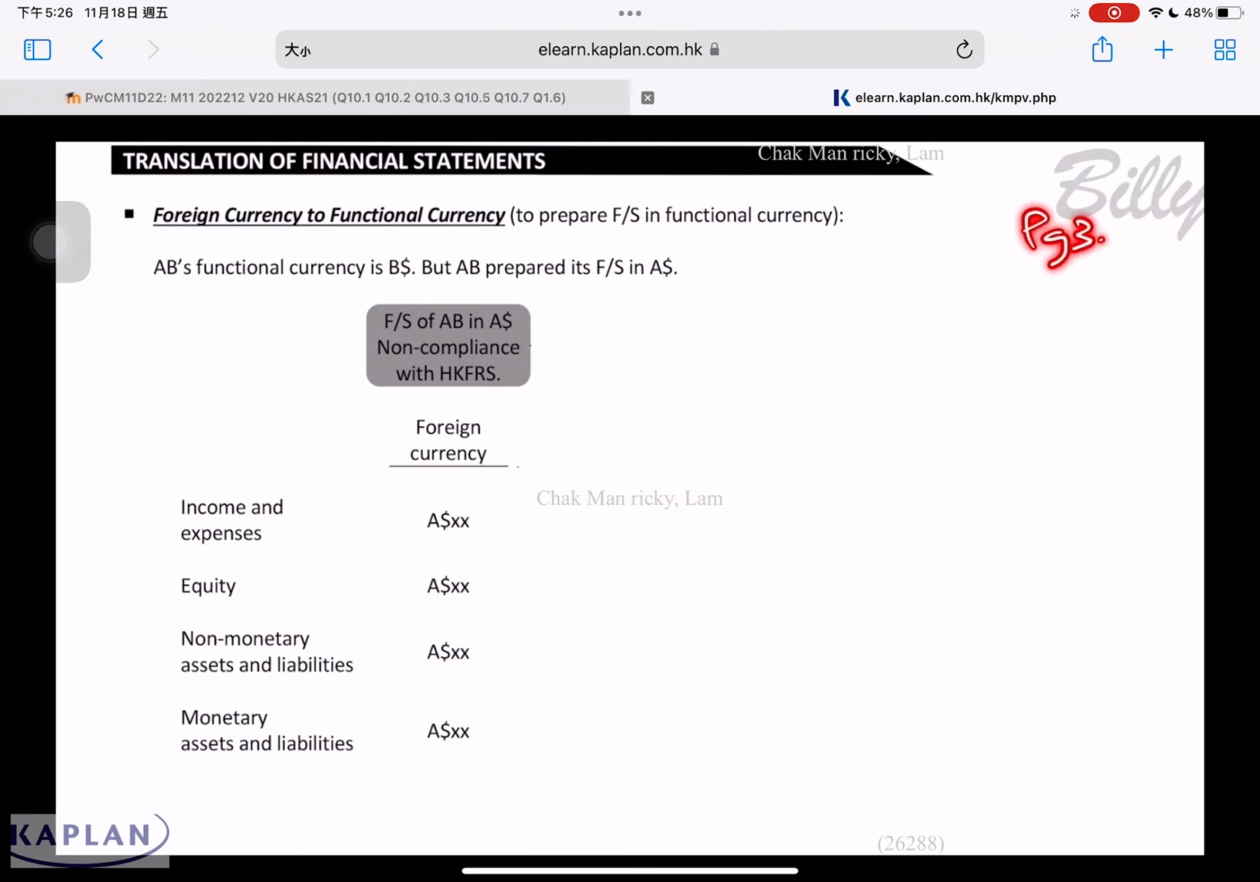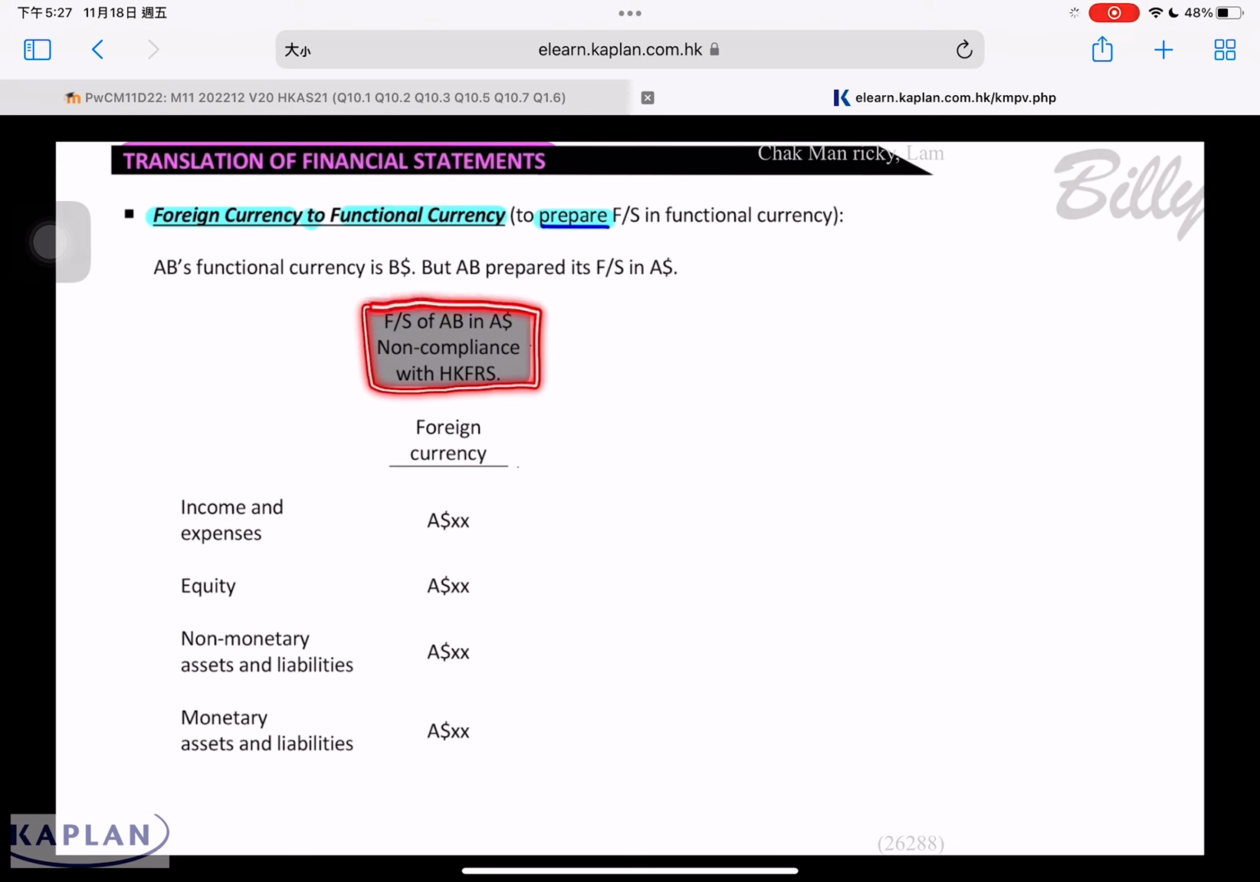Please refer to page 301, Translations of Financial Statements. The first type of translation is from foreign currency to functional currency. This type of translation is done to prepare financial statements. The scenario is this: AB's functional currency is B dollar, but AB prepares its financial statements in A dollar.